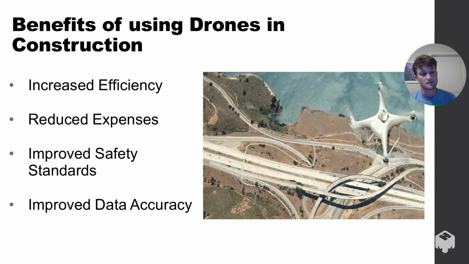Improved safety standards. You can fly your drone around and see if all your scaffolding, your fencing around site is good and safe. And then improved data accuracy. So it's a robot. Humans have human error. Drones probably have a little bit less error because they're robotic and they can calculate stuff automatically.